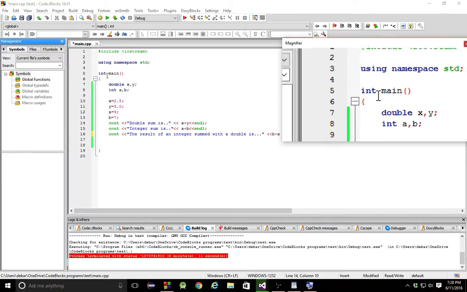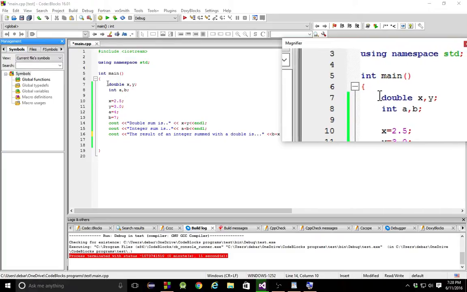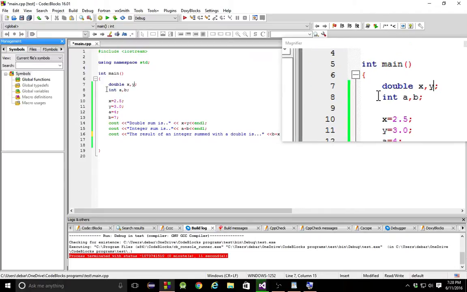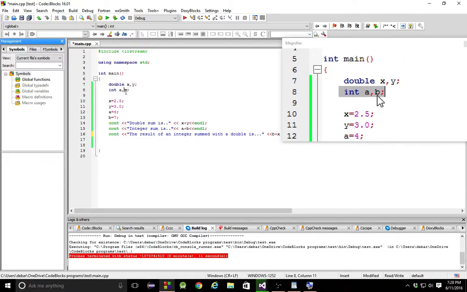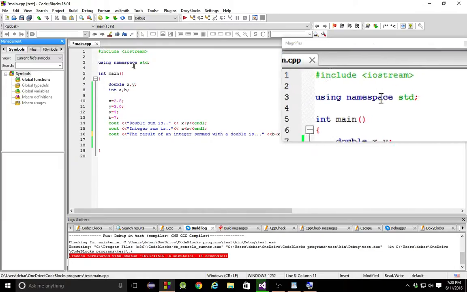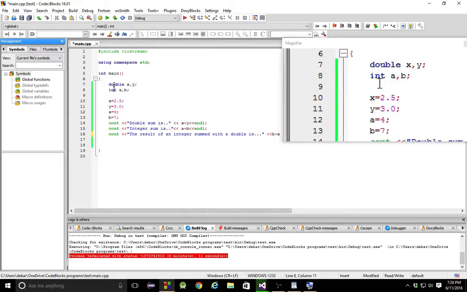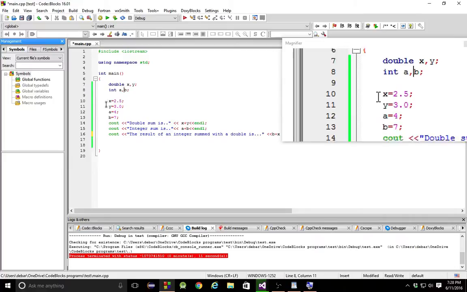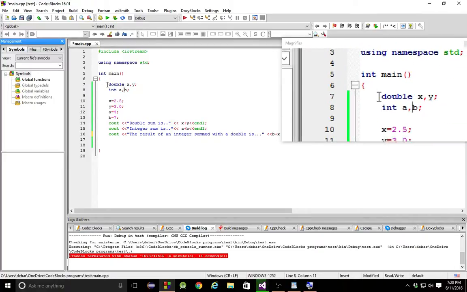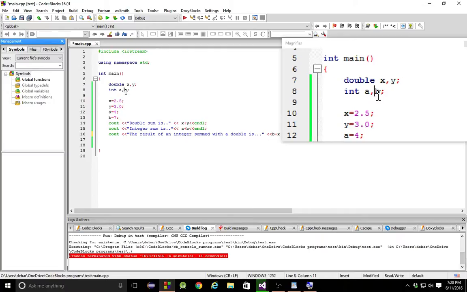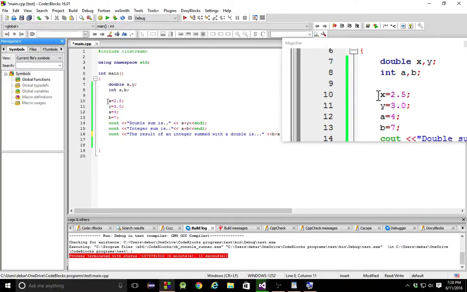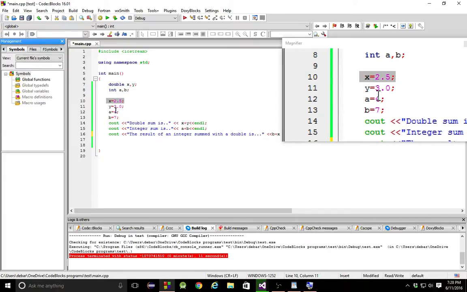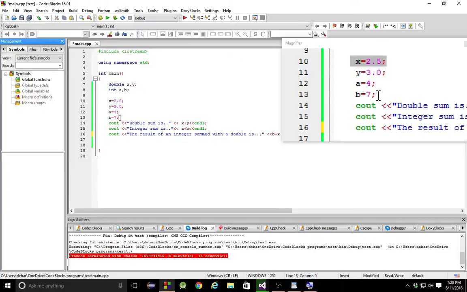Alright, so here we have a simple program that I wanted to show you, and here is double x and double y, two variables, and then we have integers a and b. By the way, this is the same format of a file that we have. We have include iostream, using namespace std, int main, and yeah. So we also have two integers a and b, and then I've assigned values. X equals 2.5, y equals 3.0, a equals 4, and b equals 7. Now you want to be careful.